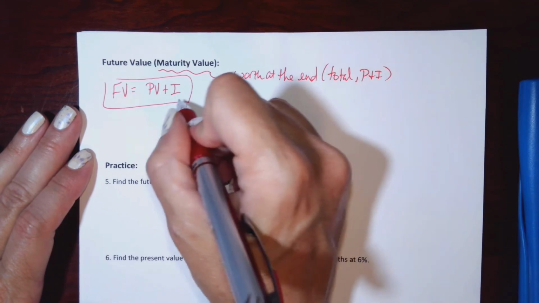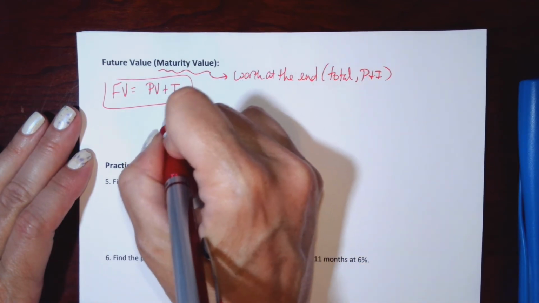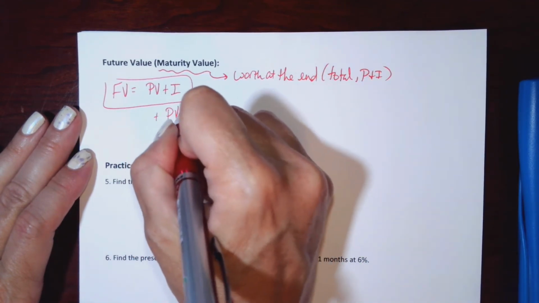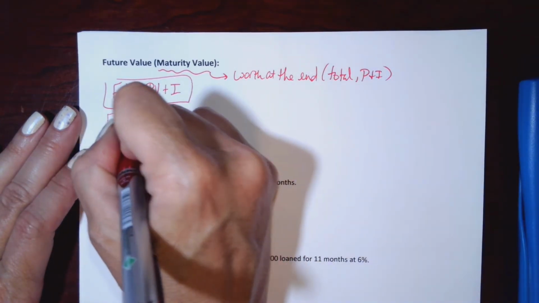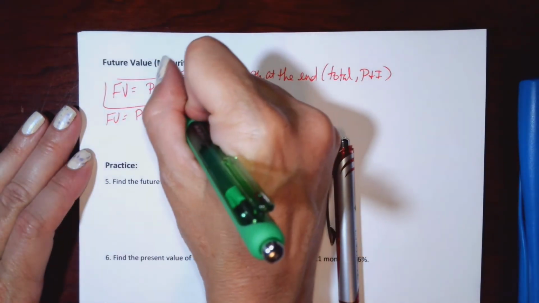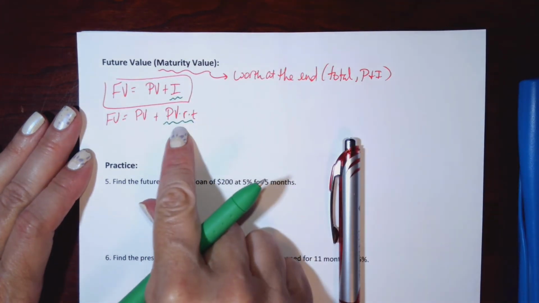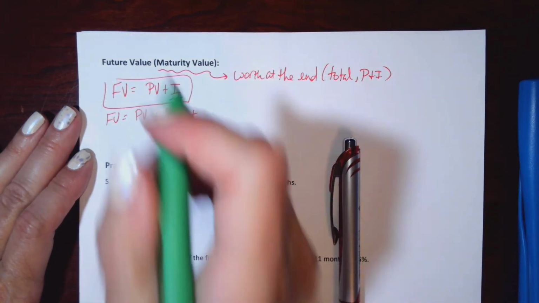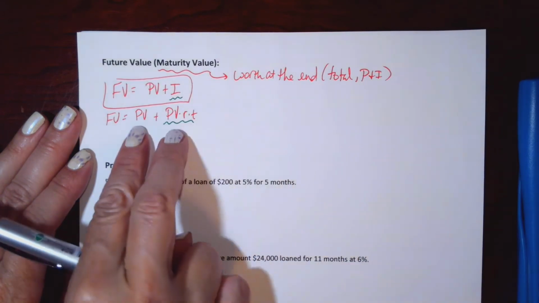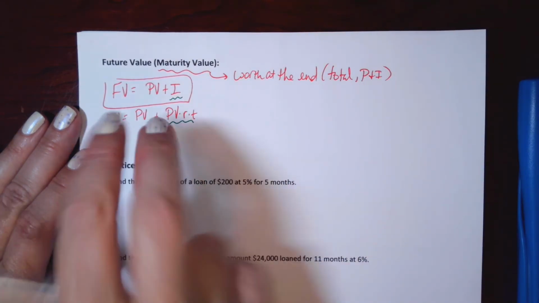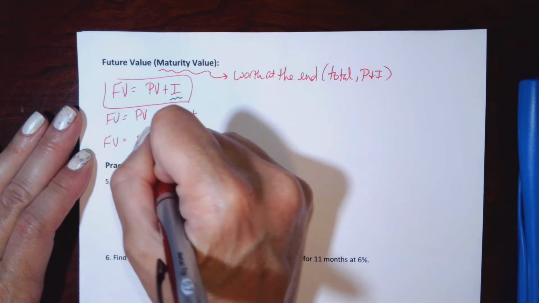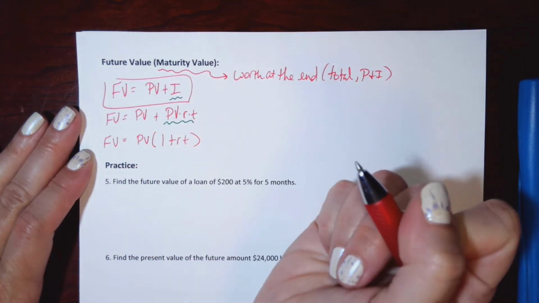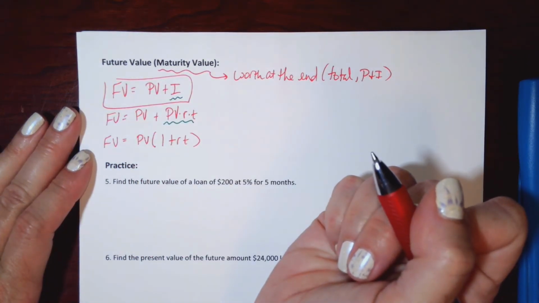If I replace my simple interest formula, if I plug that in here, that interest formula is PV times R times T, right? So I take out I and I replace it with PV times R times T. Well, now I have two terms and they both share this PV, so I can factor that out. And this is what I'm left with, 1 plus RT.